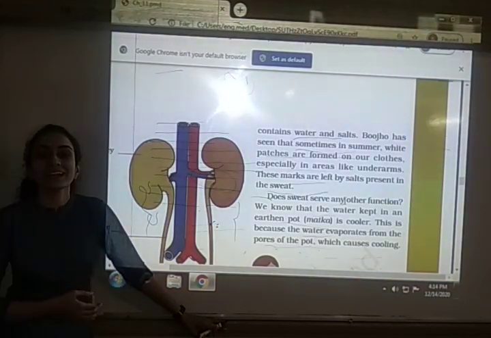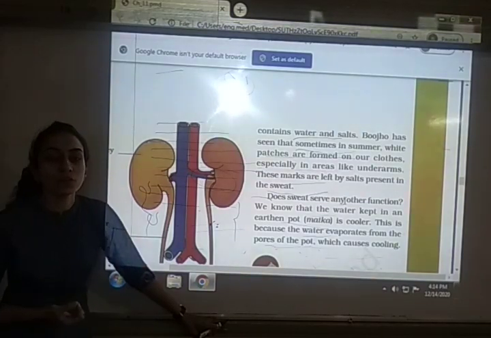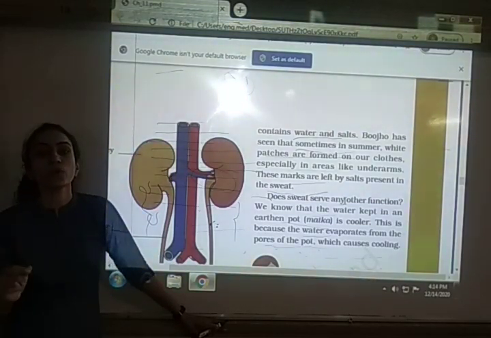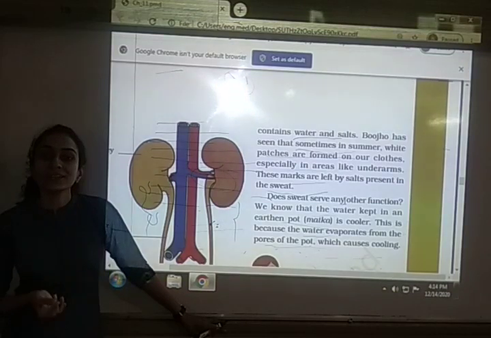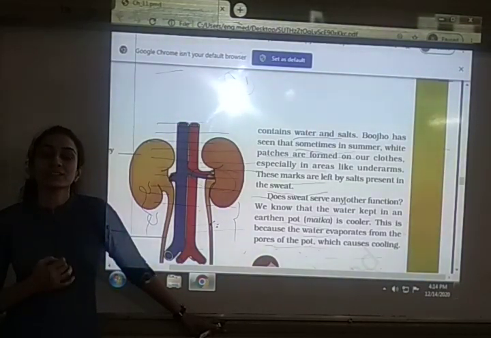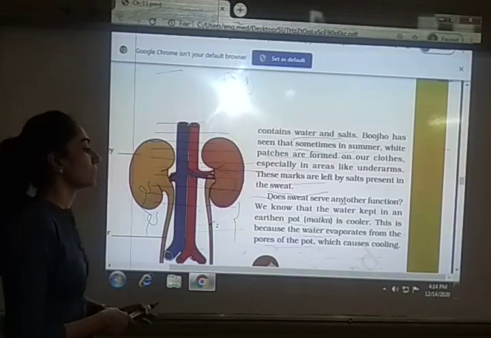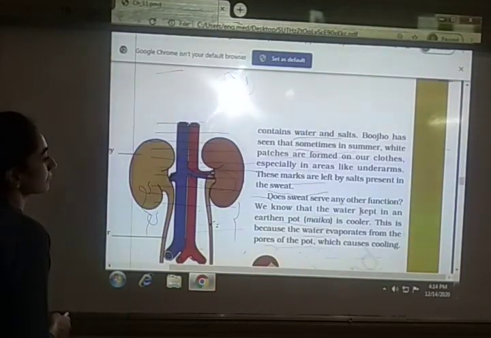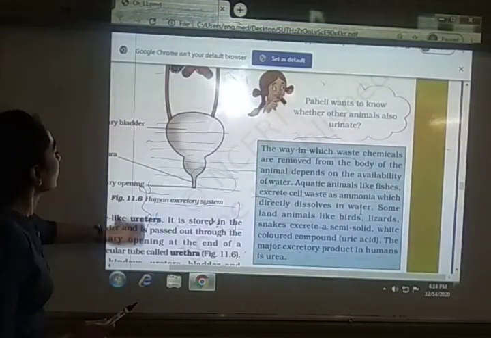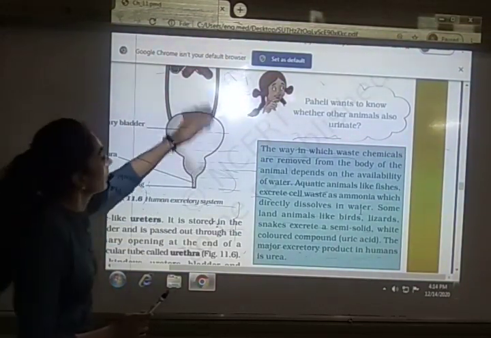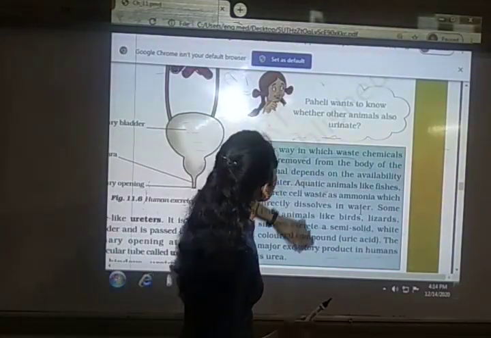It is the same in our body. On our skin there are small pores, and through them the sweat, or water, evaporates, converting into water vapor. That's why it keeps our body cool. That is the function of sweat, and that's why we sweat. In summer the sunlight is more, so we sweat a lot compared to other seasons.